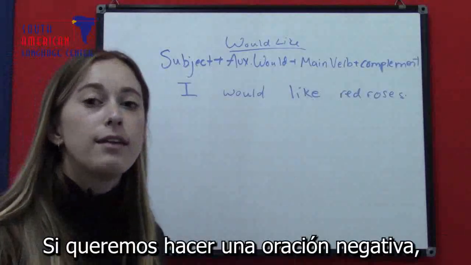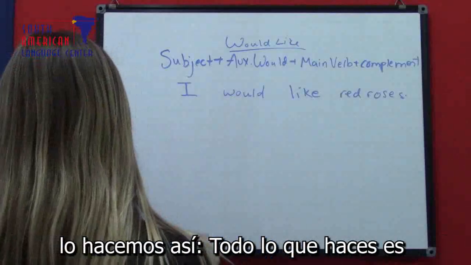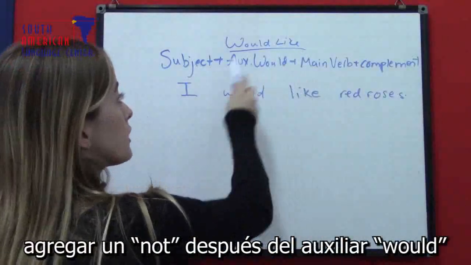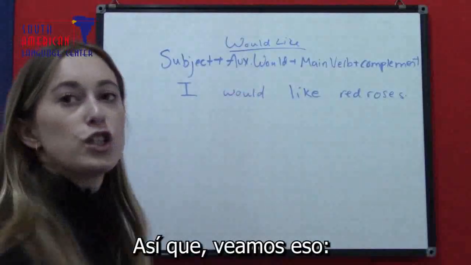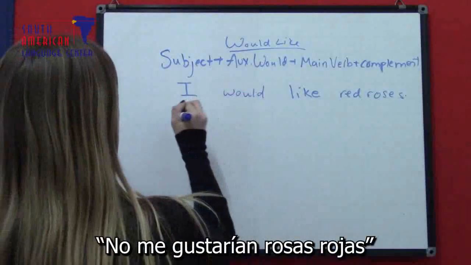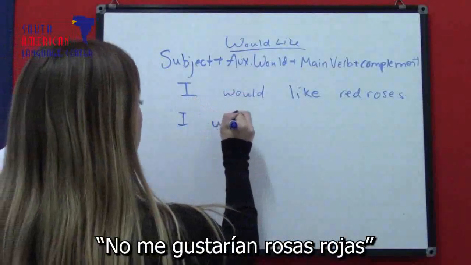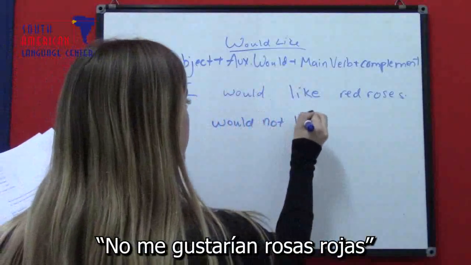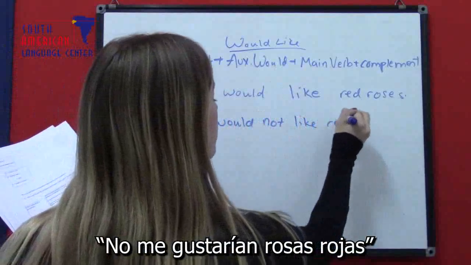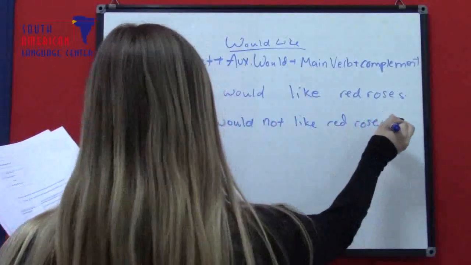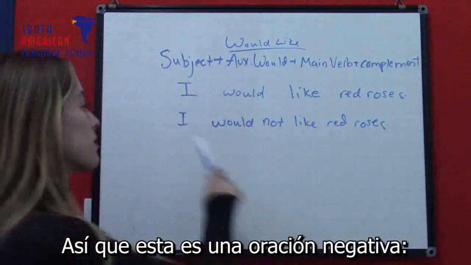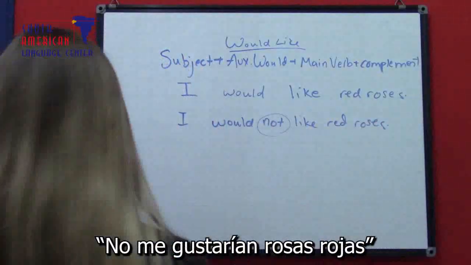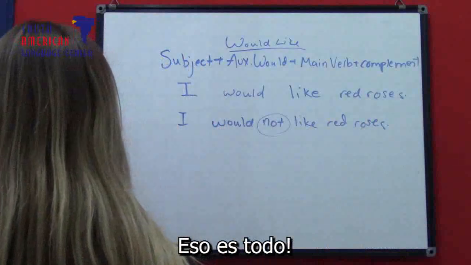If we want to make a negative sentence, we do it like this. All you do is add a not after the auxiliary would. So let's look at that. I would not like red roses. So this is the negative sentence. I would not like red roses. That's all.